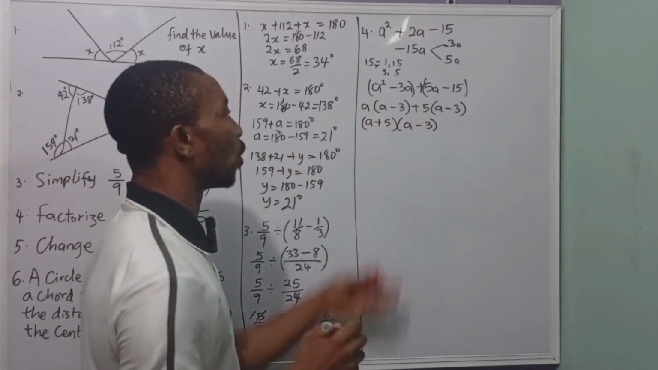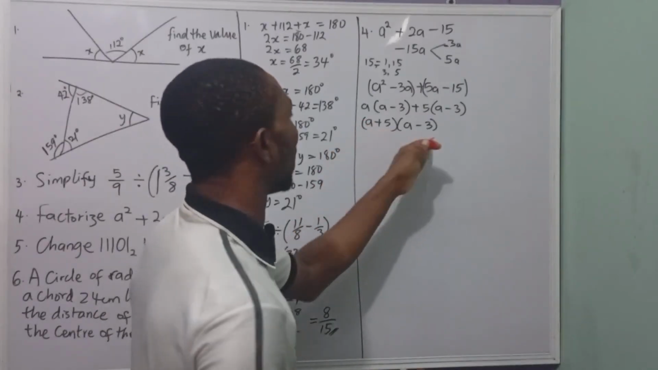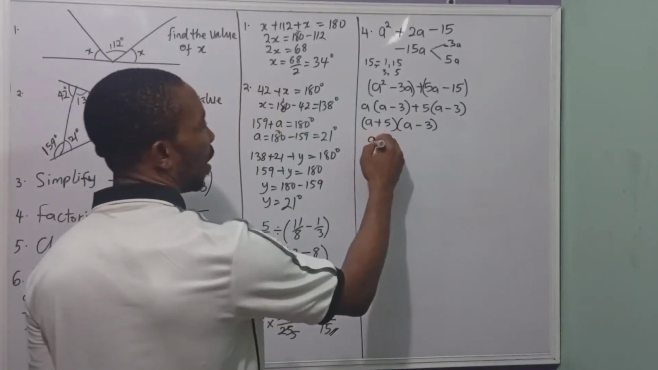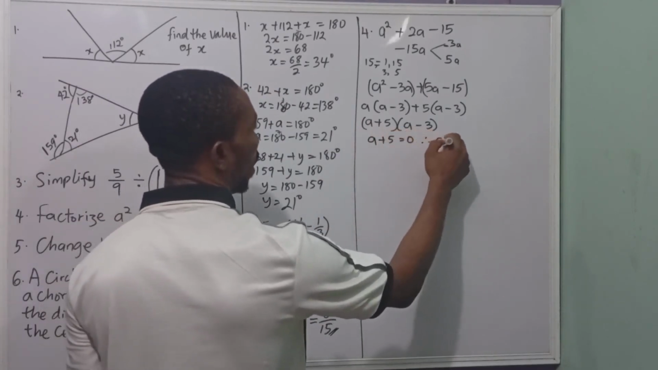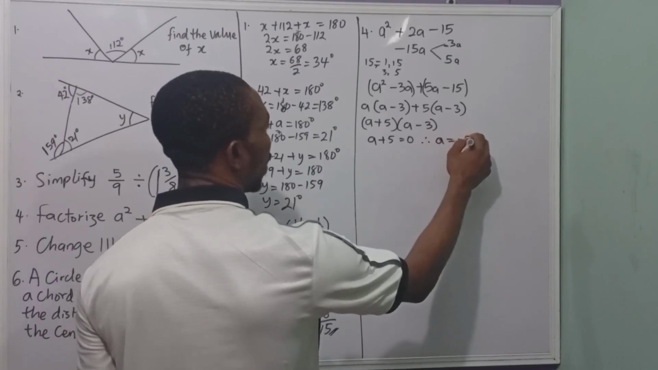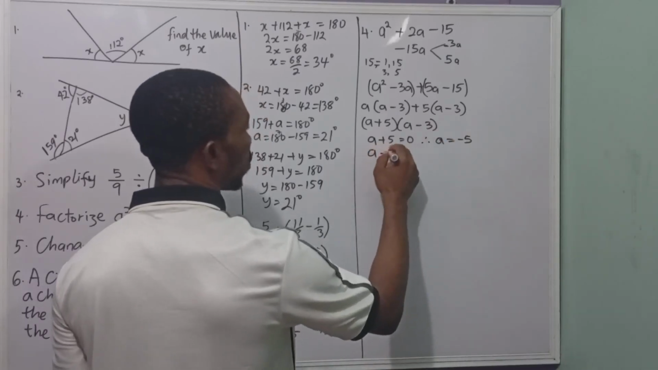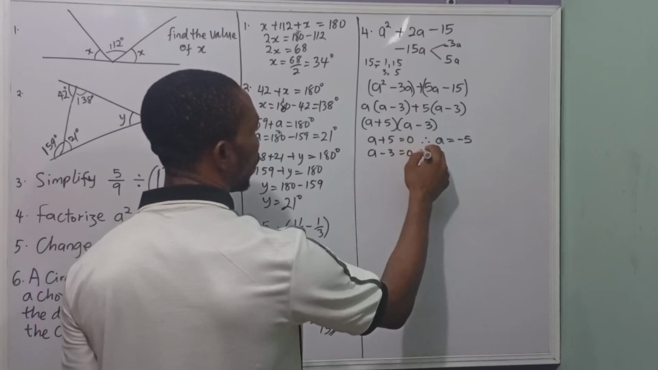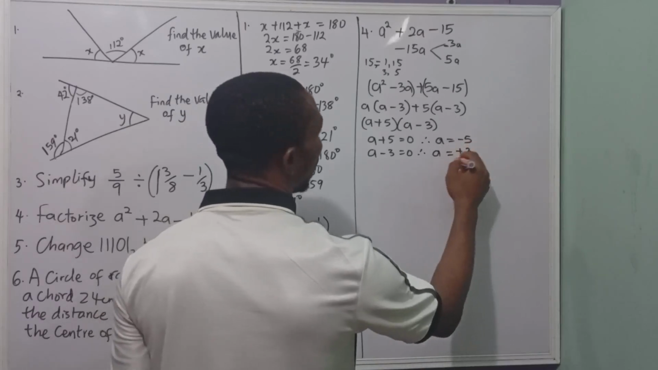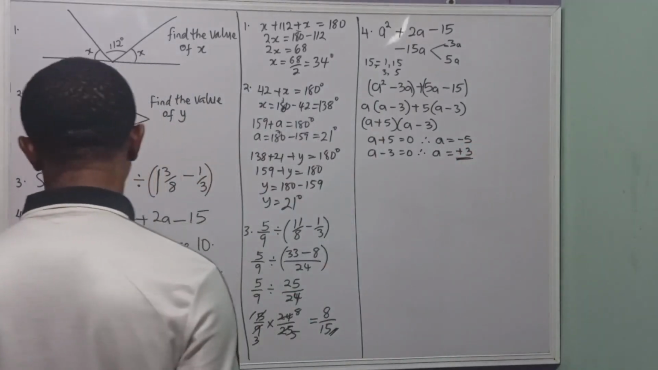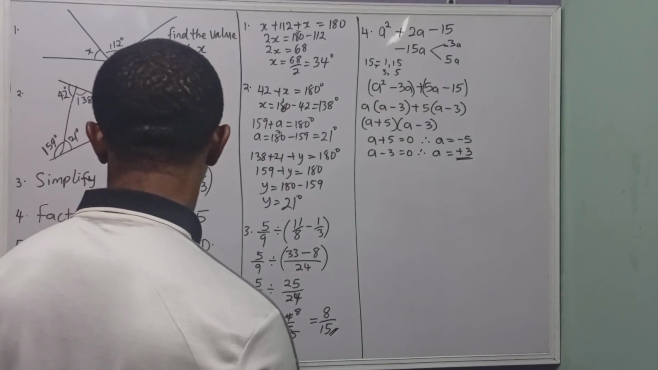With this we factorize it, but you can still find our roots as a plus 5 equals 0, so therefore a equals minus 5, and a minus 3 equals 0, so therefore a equals plus 3. Alright, with this we've had a complete factorization.